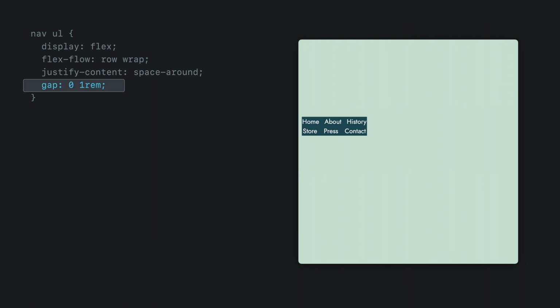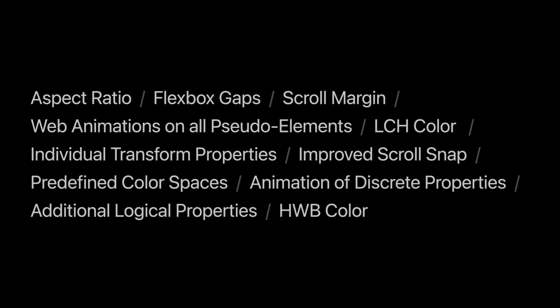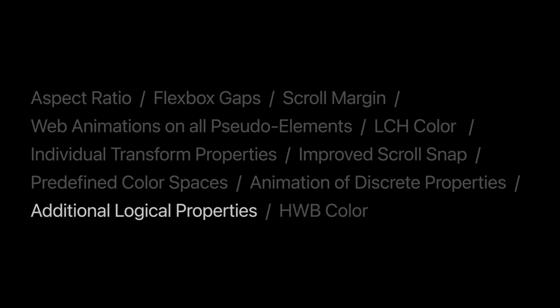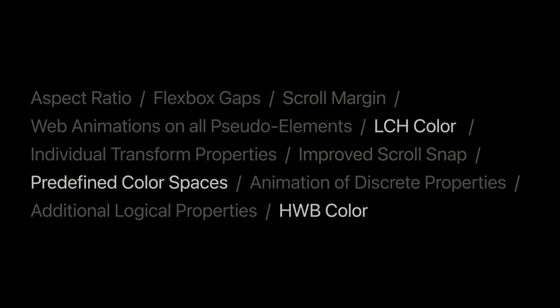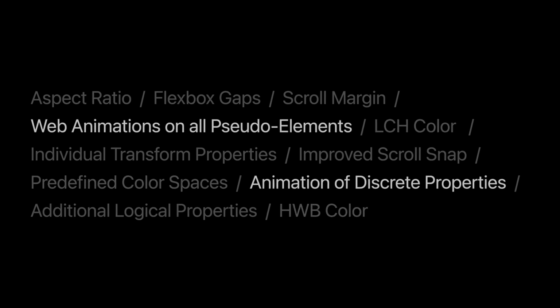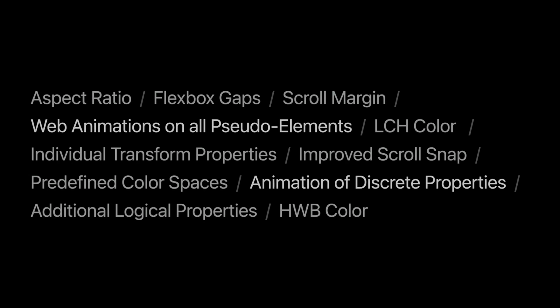This is much simpler. There are many other features in CSS that were implemented in WebKit this year, including additional logical properties, so important for supporting international audiences. The individual transform properties, rotate, translate, and scale, updates and improvements to scroll margin and scroll snap, support for new color spaces, and the animation of pseudo-elements and discrete properties. Many of these features shipped this past spring in Safari 14.1 on macOS and Safari for iOS and iPadOS 14.5. And the rest will ship this fall in Safari 15.